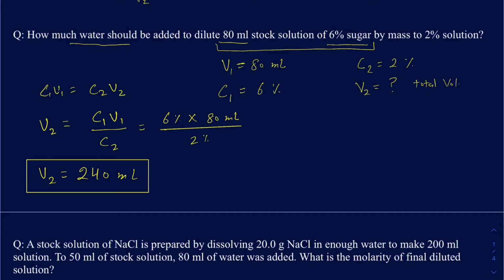Now the question is asking how much water. If you're doing a multiple choice question, you may have an answer option saying 240 milliliters, but that's going to be incorrect because it's asking how much water is added, and 80 milliliters of the stock solution was already there. So the amount of water added is 240 minus 80, which is about 160 milliliters of water that's going to be added in this particular case.